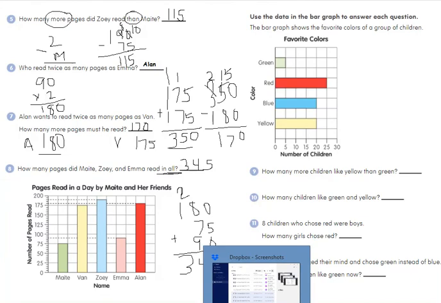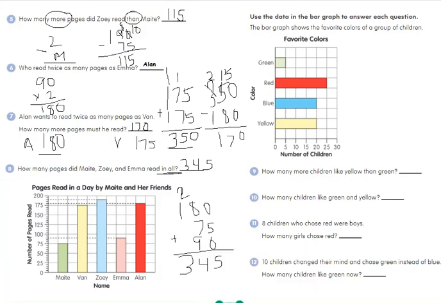Okay. So it says use the data in the bar graph to answer each question. The bar graph shows the favorite color of a group of children. So favorite colors we have on the x-axis: green, red, blue, and yellow. On the y-axis we have the number of children with the scale. So this graph's a little bit different from this graph. This graph was a vertical graph because the lines were going up and down. This is horizontal since they're going left to right.